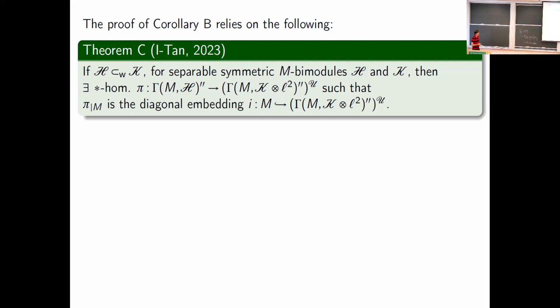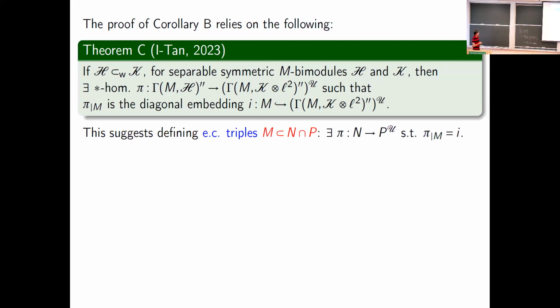So what this tells you is that if you have weak containment of bimodules, you get some sort of approximate embedding of the von Neumann algebra associated with the first bimodule into that of the second bimodule, after you really inflate your second bimodule infinitely many times.